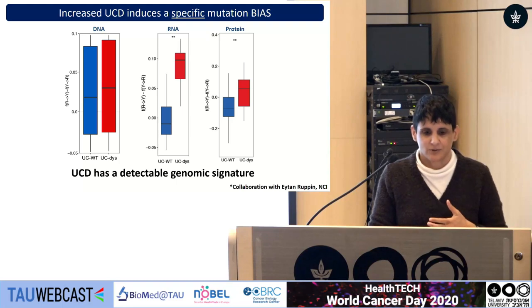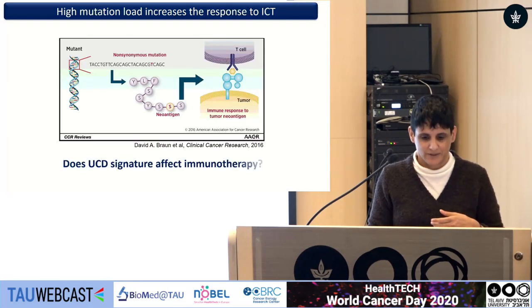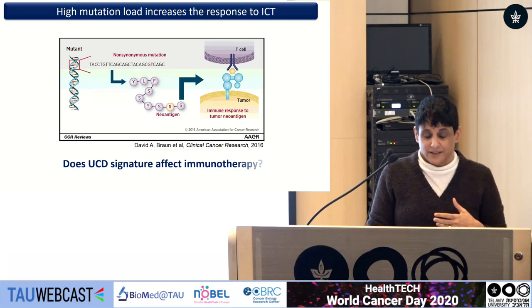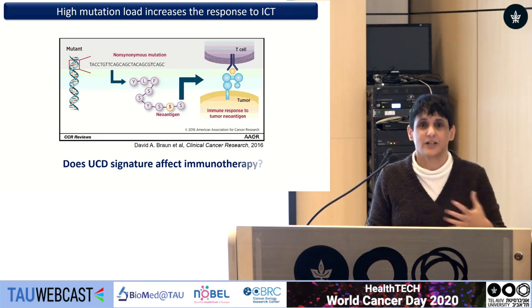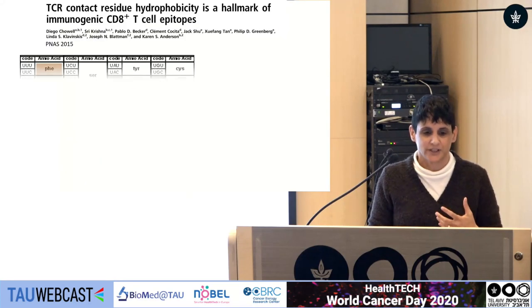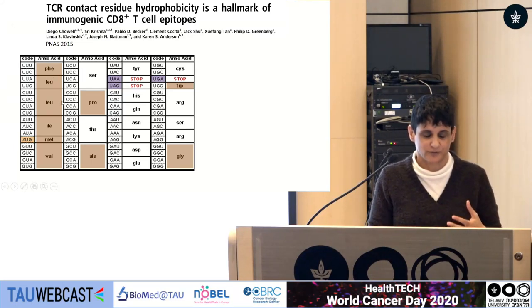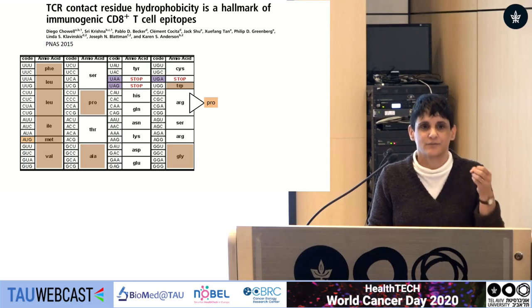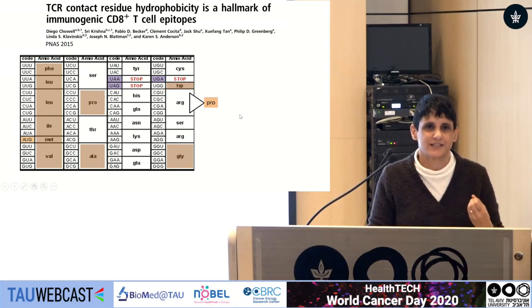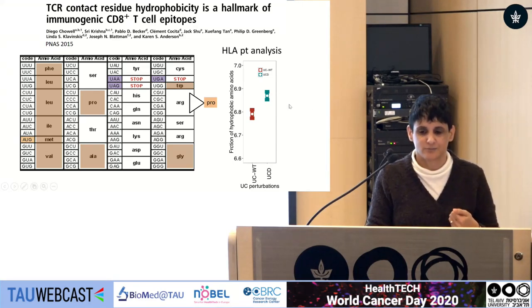So we all heard about immunotherapy, and we wanted to see whether our finding in UCD can be relevant to the response to immune therapy. And how does it affect immunotherapy? Different work by different people showed that when we have higher hydrophobicity, the antigens that are generated are more immunogenic. And surprisingly, when we looked at the amino acid code, and I highlighted here in brown all the hydrophobic amino acids, when we change the specific codon that is crucial to determine which amino acid will be synthesized from purine to pyrimidine, we change the amino acid to become more hydrophobic. And when we did HLA-bound analysis of the peptides following UCD, we found that indeed these peptides are more hydrophobic.